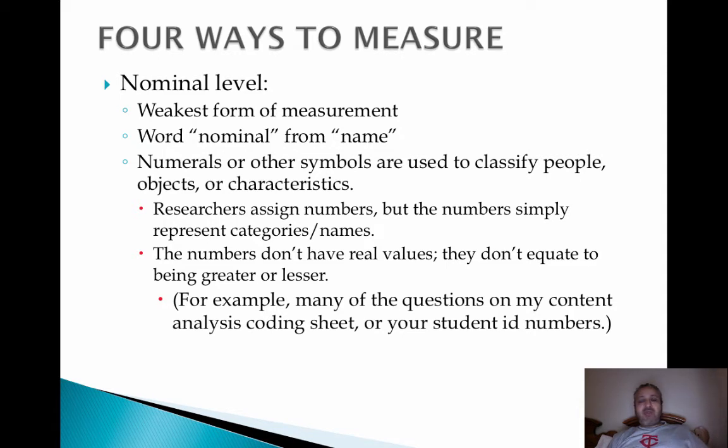It's like if one of you has student ID number 5,000 and another one of you has the student ID number 1,000, it doesn't mean that the 5,000 is greater than the 1,000. I mean, there's no real value, but it's the nominal level of measurement, right? It's just a number that stands in for something else, and we use these all the time.